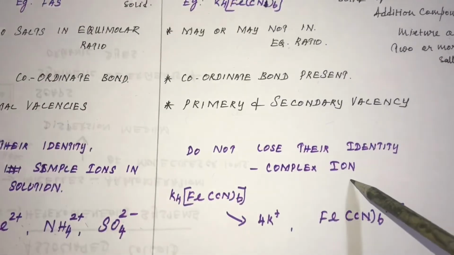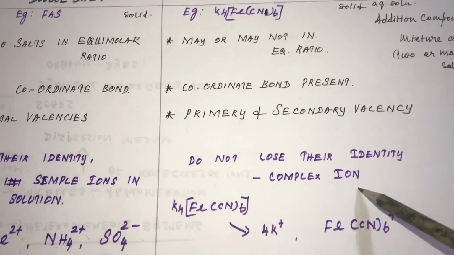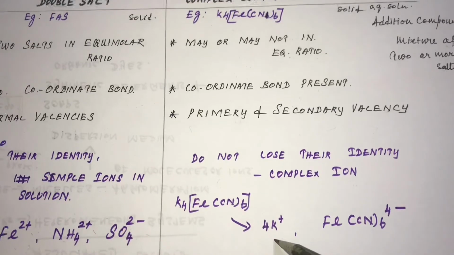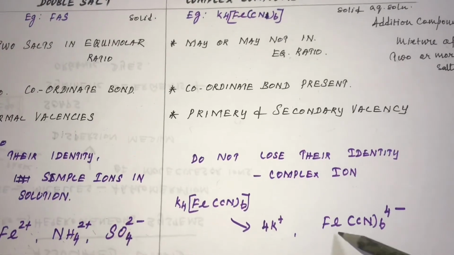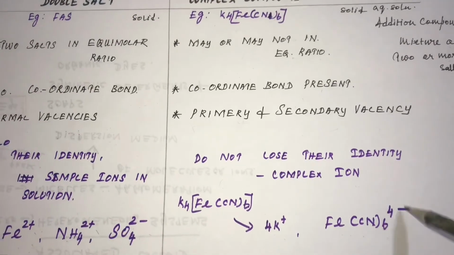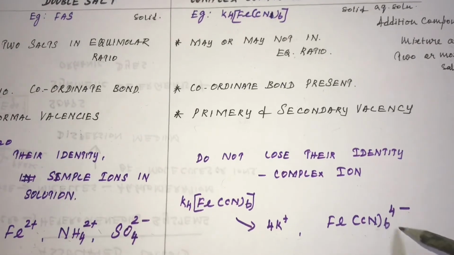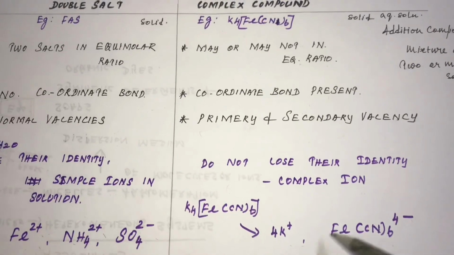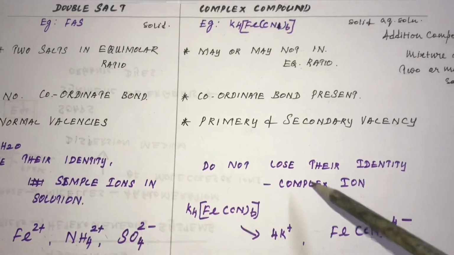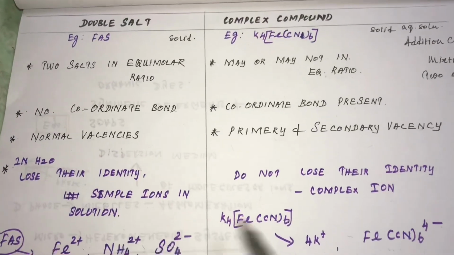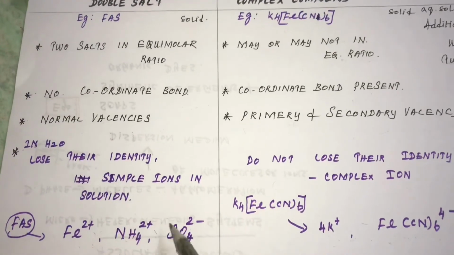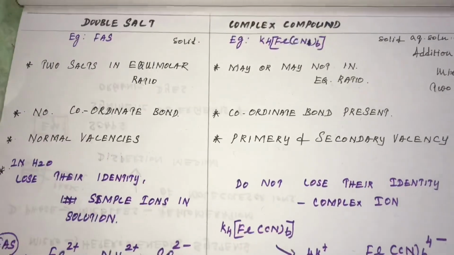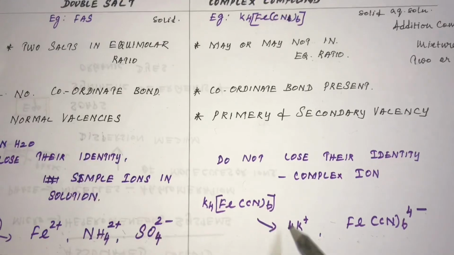But when we dissolve a complex compound, for example potassium ferrocyanide, in water, it dissociates as 4K+ and the complex [Fe(CN)6]4-, not as simple ions, and it will not respond to the test for those ions in solution. So this is the main difference: a double salt will respond to the tests for all its ions present in the solution, and a coordination compound will not respond to the tests for its complexed ions present in the solution.